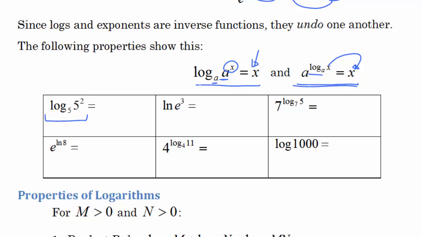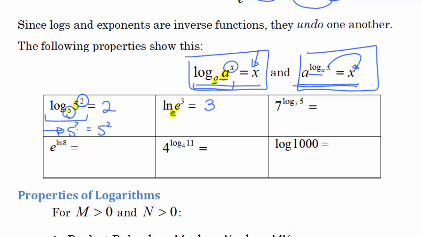All right, look at this property, and we really just did this. You're saying 5 raised to what power equals 5 squared. Now you can go through the long way, or you can just know this property that says if this base and this base are the same, you're just going to get the exponent because they undo each other. Same thing for the next one. This is really base e. That natural log is base e. And since this base and this base are the same, just like this one and this one, they undo each other and you just get 3.